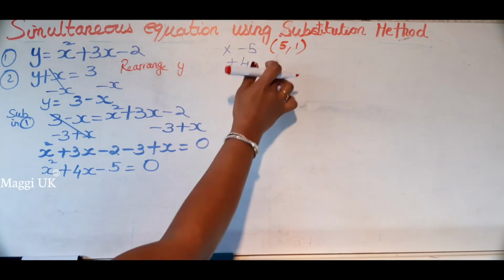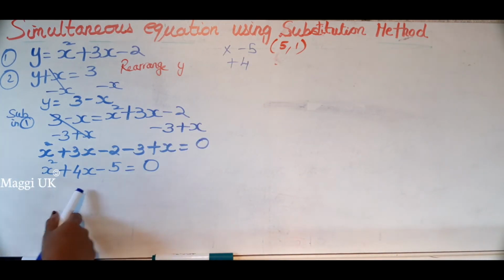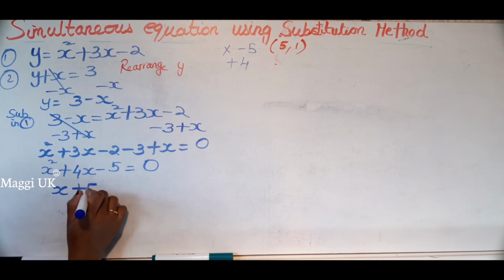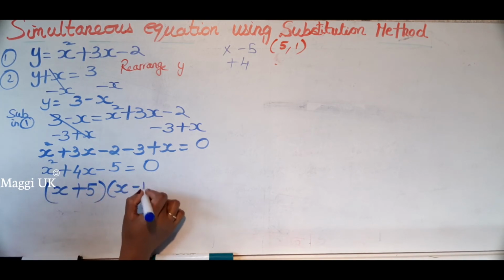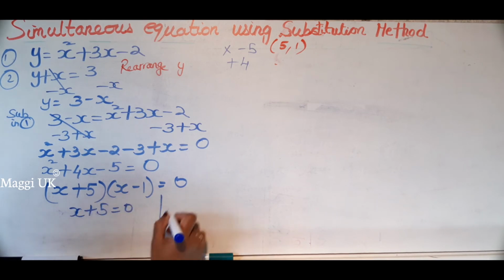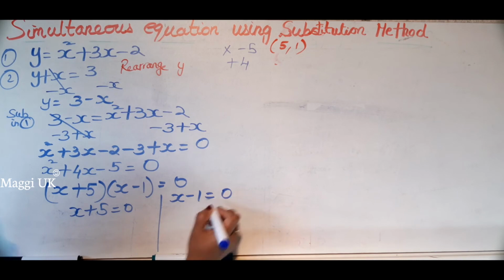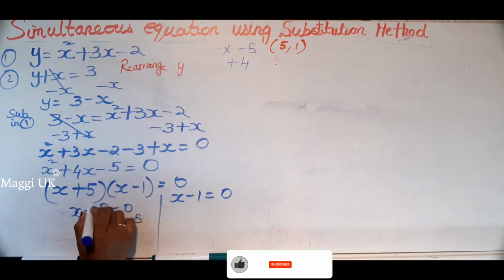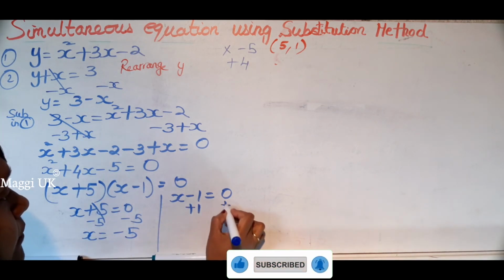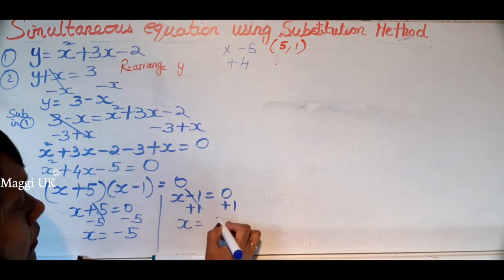So what we are going to do is find the factorization. I'm going to do x plus 5 and then x minus 1 equals 0. Now we need to find the value. So x plus 5 is equal to 0, and then x minus 1 is equal to 0. You have to minus 5 from both sides, so x is equal to minus 5, and for the other one you would do plus 1, so x is equal to plus 1.